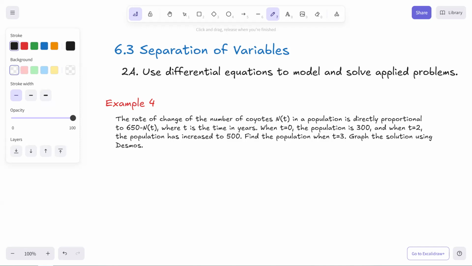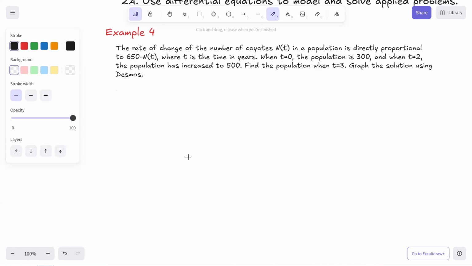So, the rate of change of the number of coyotes, N of t, in a population is directly proportional to 650 minus N of t, where t is the time in years. When t equals 0, the population is 300. When t equals 2, the population has increased to 500. Find the population when t is 3, and then we're going to go ahead and graph that solution.